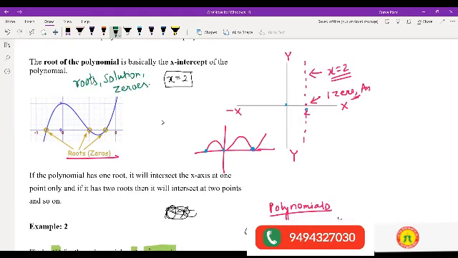So your answer would be 3 here. How many times does it touch the x-axis? That you should check: 1, 2, 3. So the roots of the polynomial: the answer is 3 over here. How many times is it intercepting? 3. This graph touches the x-axis 3 times. So the number of zeros of the polynomial is 3.